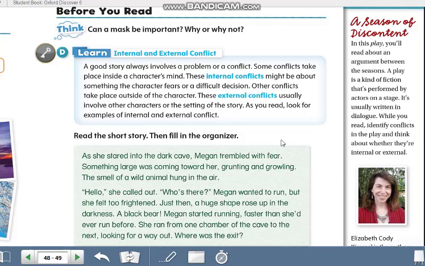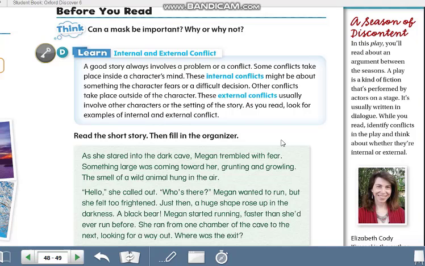Internal and external conflict. A good story always involves a problem or a conflict. Some conflicts take place inside the character's mind. These internal conflicts might be about something the character fears or a difficult decision. For example, when you can't decide which one to choose, this is called internal conflict. Or when you fear or you're afraid about something.